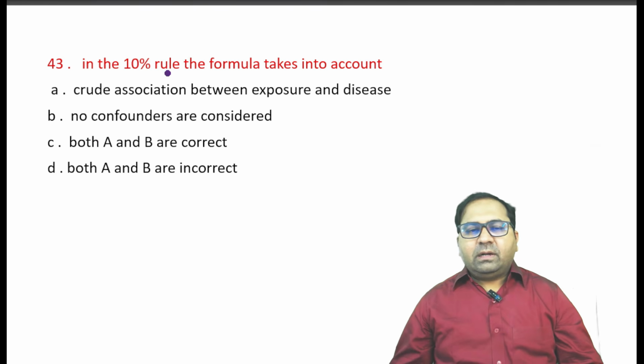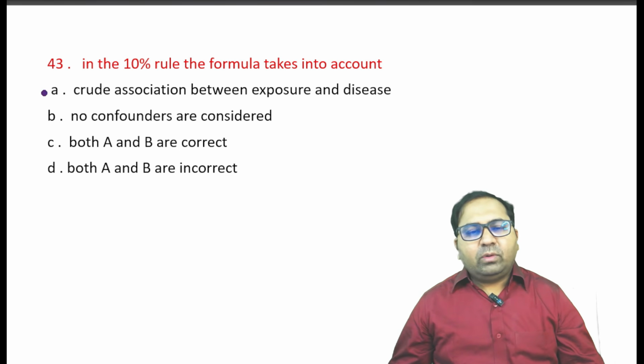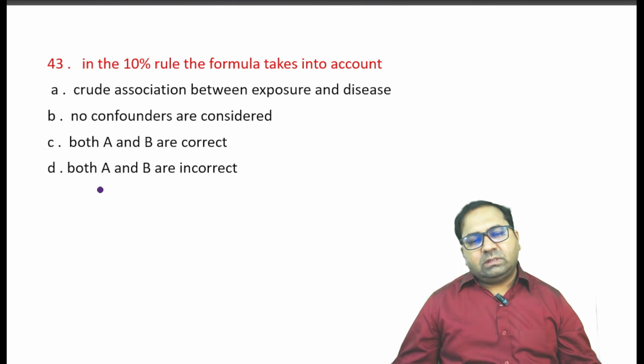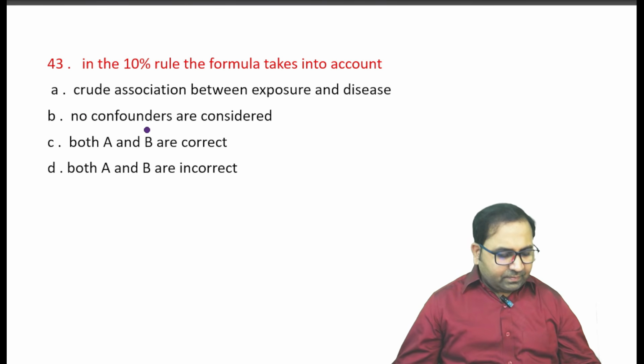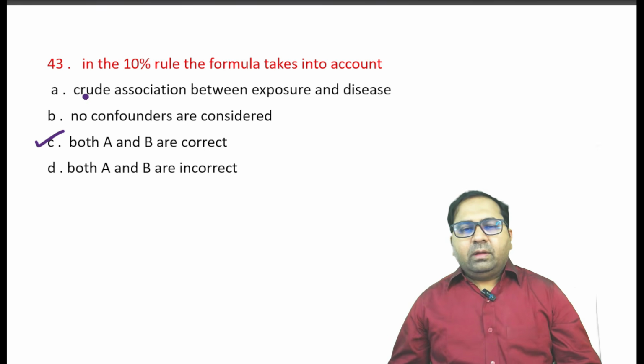Next question, in a 10% rule, the formula takes into account what? The options they gave are A, crude association between exposure and disease. B, no confounders are considered. Option C, that both A and B are correct. Or D, both A and B are incorrect. So what is the answer for this question? The answer is C, both A and B are correct. That is, in the 10% rule, the formula takes into account the crude association between exposure and disease and no confounders are considered.